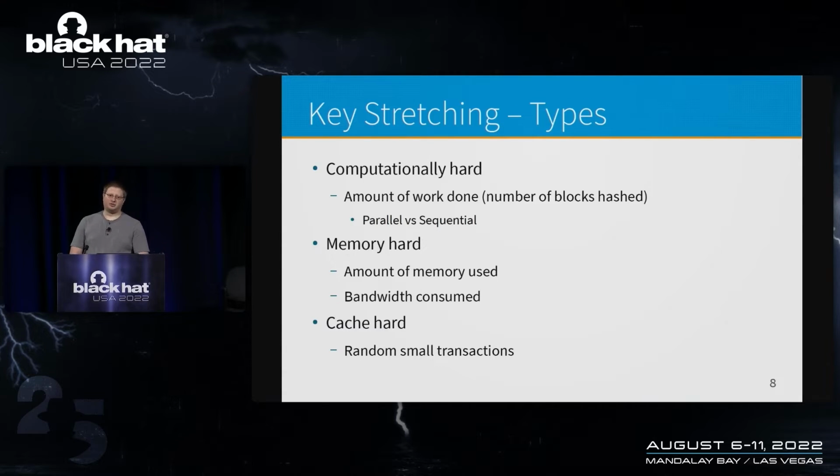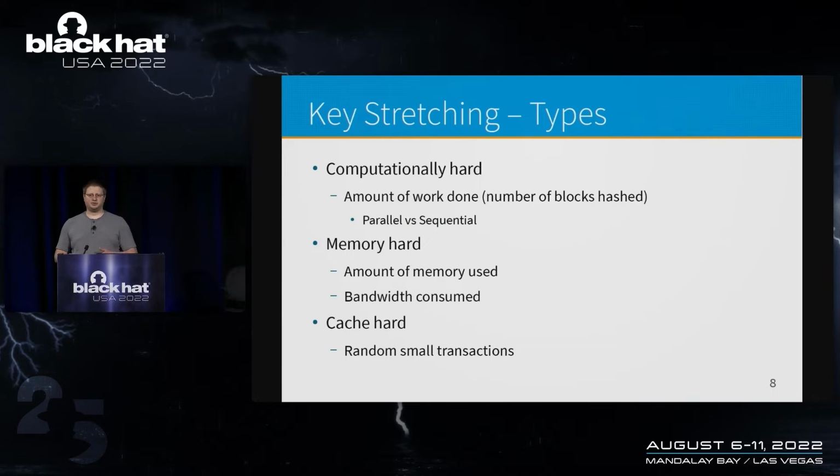Memory hard, the way that those are strong is the amount of memory that's being used limits how many threads on a GPU that you can be using. So as you use more memory, the GPU can't use as many threads. And also, how much bandwidth is consumed, because GPUs have a lot of bandwidth versus CPUs.